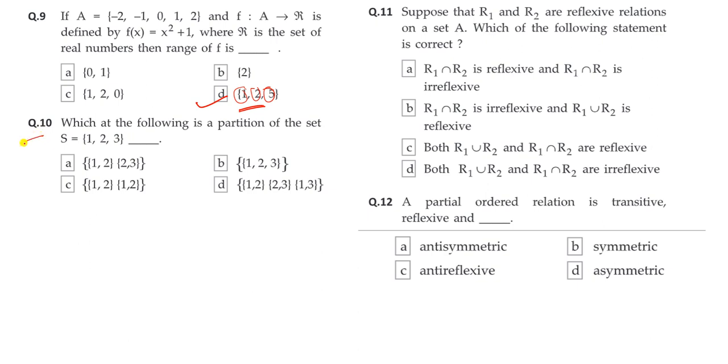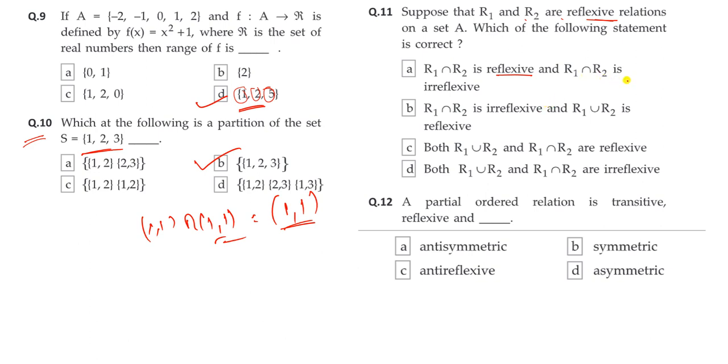And next, the 10th question: which of the following is a partition of the set S equal to {1, 2, 3}? Simply, partition means {1}, {2}, {3} only. So the answer is B. And next one, suppose that R1 and R2 are reflexive relations. Reflexive relation means let us take (1, 1) and (1, 1), on a set A. Which of the following statements are correct? R1 intersection R2 is reflexive. So intersection means (1, 1), right? Oh yes, it is reflexive.